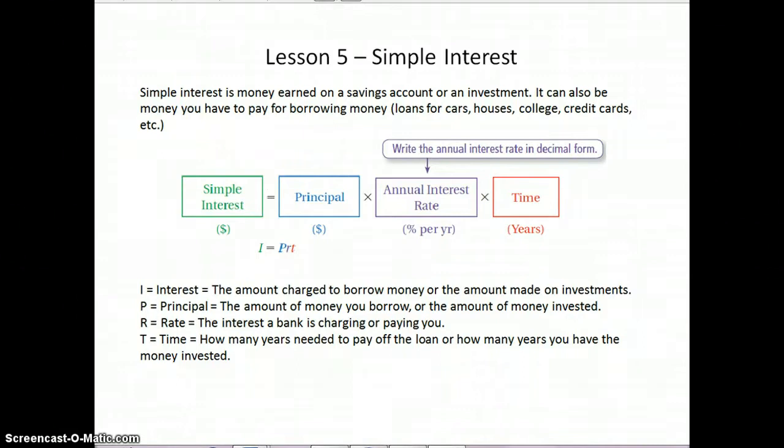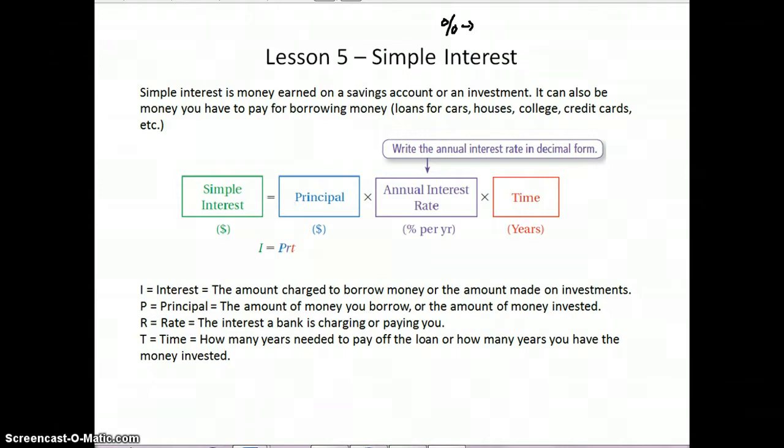This is our last lesson on the percent unit, and this is one that has a lot of applications to real life, because as you get older, you will have to buy things on credit. You get out credit cards, and you'll have money in the bank that's going to grow interest. So you'll want to at least be knowledgeable about the basics of how it works. So this lesson is about simple interest.